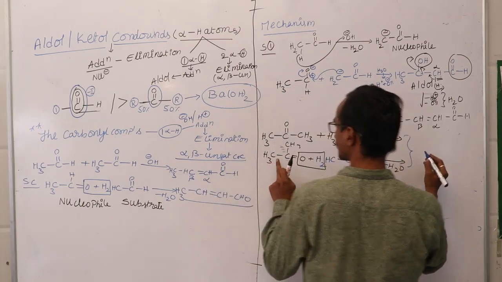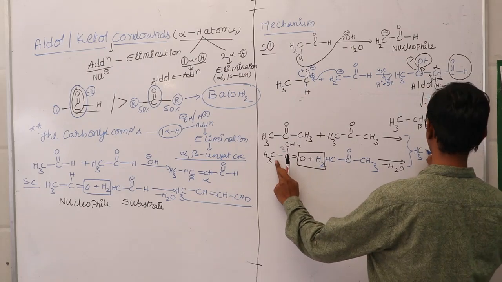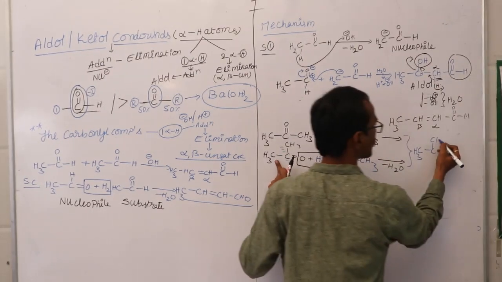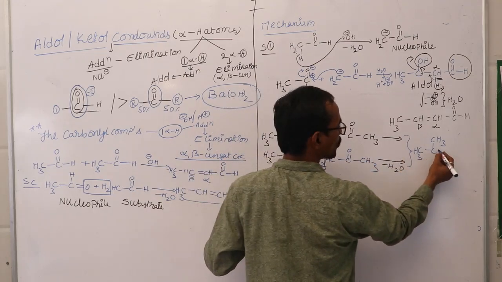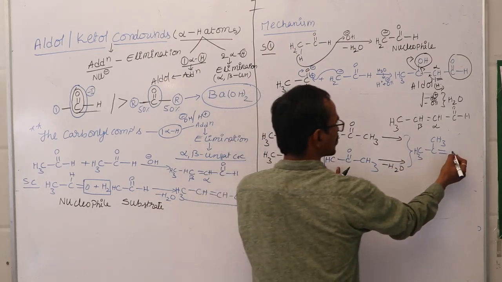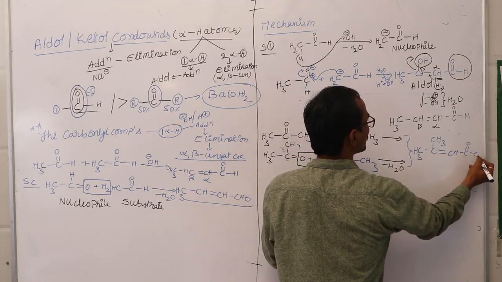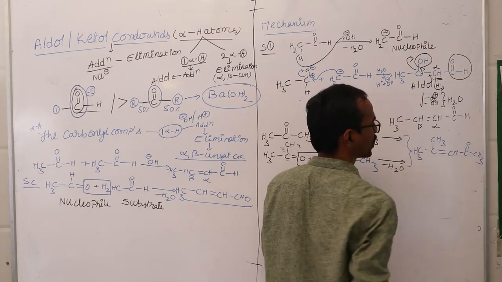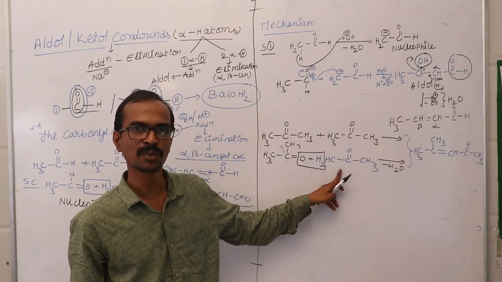Just observe: CH3, C, it has another CH3 too, and this carbon atom has a double bond to carbon, which is bonded to CH, CH, C double bond O, CH3. This is the product. Alpha beta unsaturated carbonyl compound is produced.